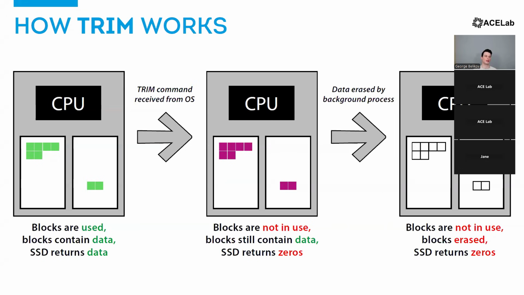Then you are deleting something, or you are asking the drive to do a quick format, for example. So the drive receives the trim command from the operating system. What is actually happening right now? The blocks that had the data are not in use anymore. So let's say the CPU of the SSD tells the drive, let's forget about these blocks. But the data is not immediately erased. These blocks still contain the data, but instead of this data, the SSD returns 0.